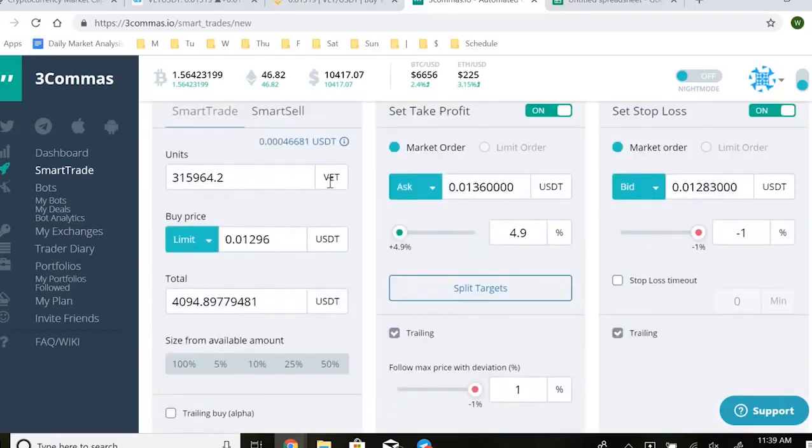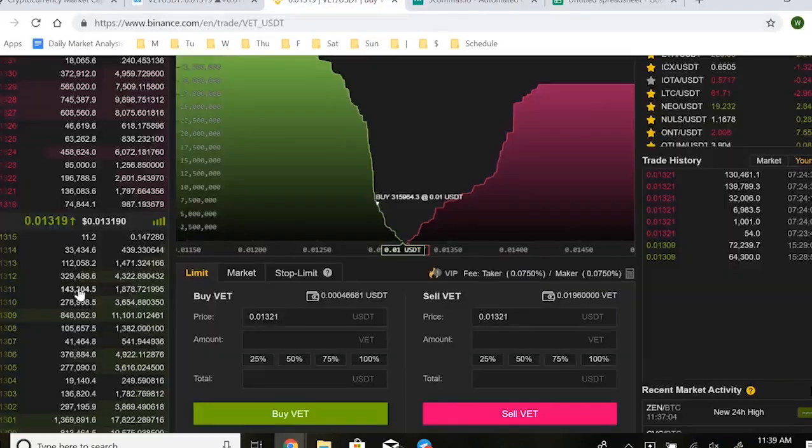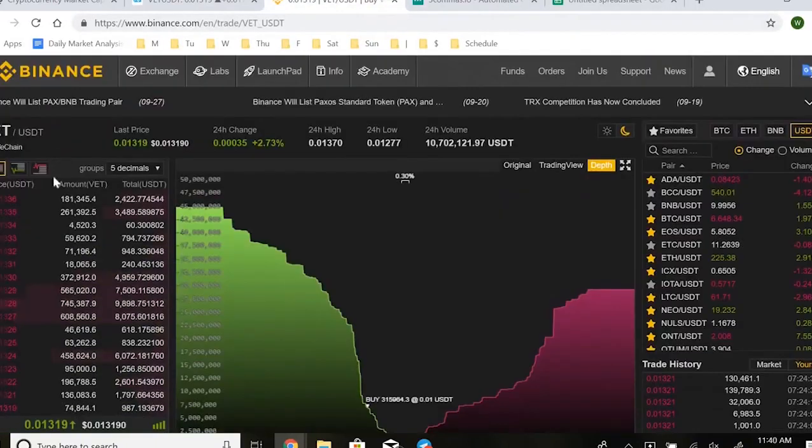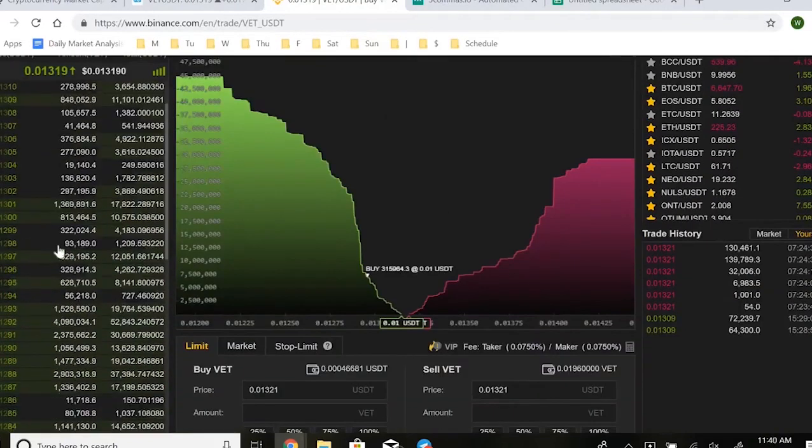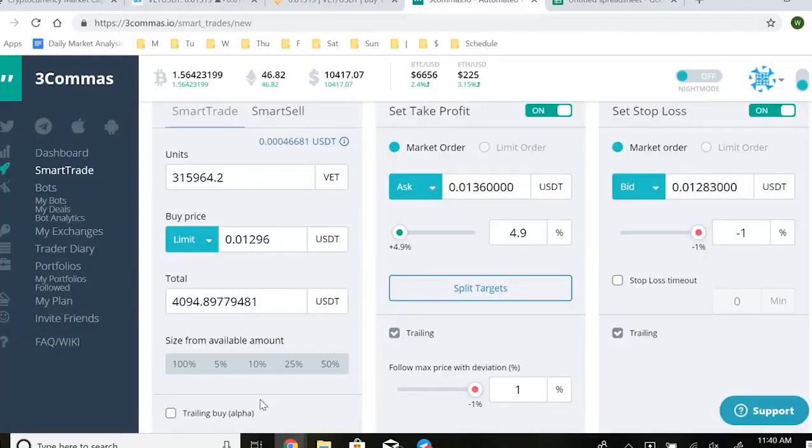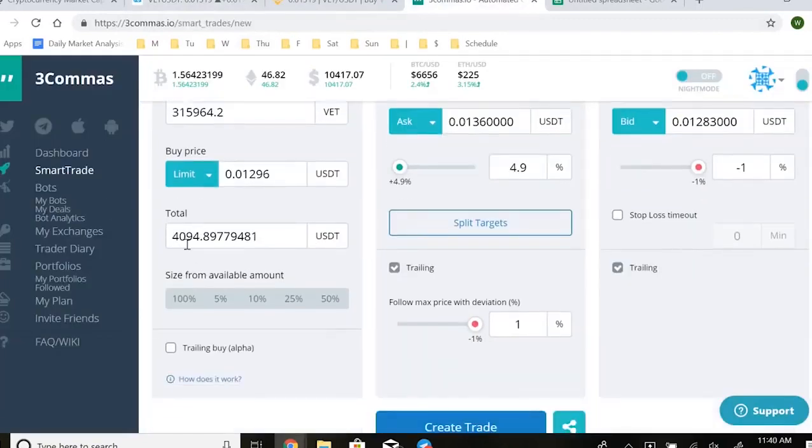So first off, VET, the amount of units, so the amount of VET tokens, the buy price, so a limit order, I set it at 1296, and again, we identified 1296 because if you come back in here, we've identified 1296 as being a quality buy order. I actually might end up pushing that up a little bit. There's a lot of buyers here, but we'll have to see as time goes on. So I set mine at 1296, as you can see right here, and the total amount was $4,094, right?